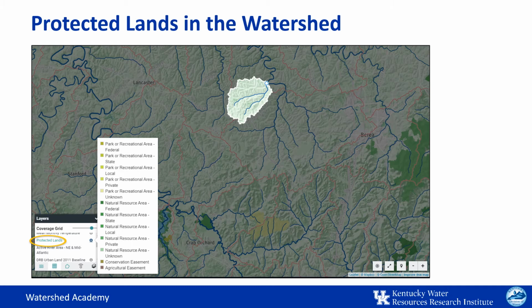The protected lands layer coverage shows national or recreational areas as well as conservation and ag easements. There were none of those in our chosen watershed, but you can see several in the surrounding areas. The Pinnacles hiking area is in the green to the east of Berea.